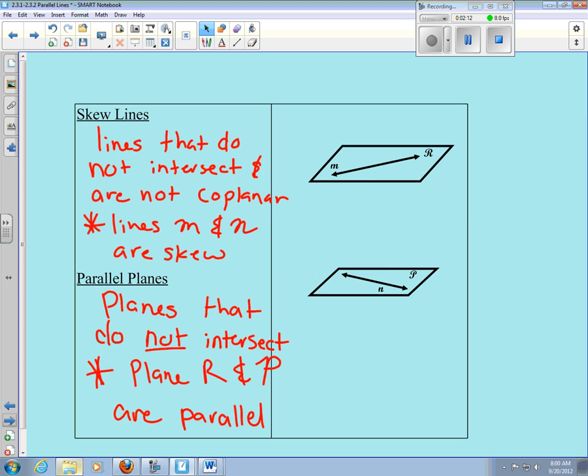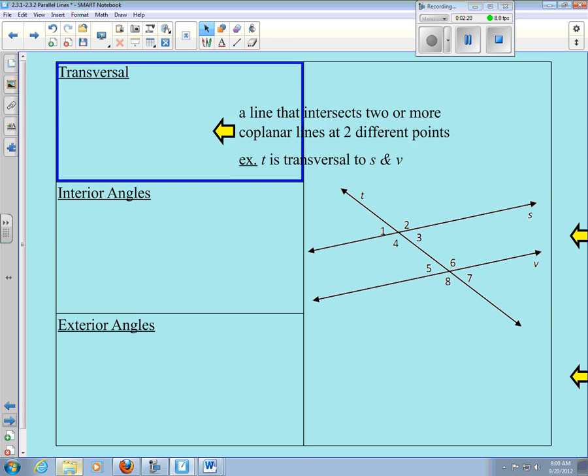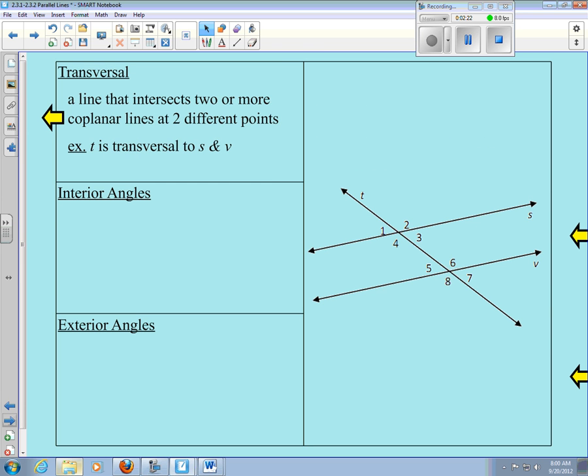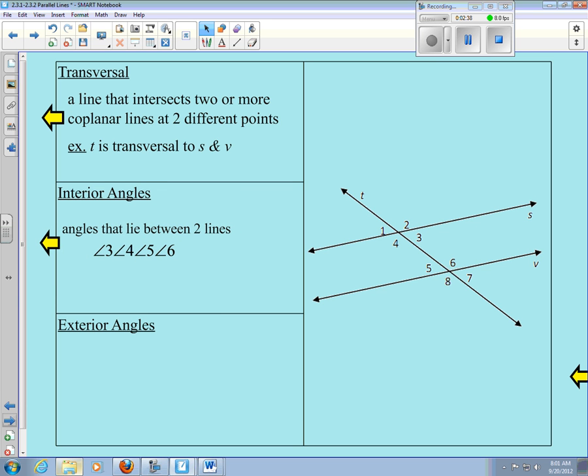All right, moving on. Our next few definitions are all going to relate to the same picture on the right side. So first thing we're going to talk about is a transversal. A transversal is a line that intersects two or more coplanar lines at two different points. So if we look at our picture to the right, T is transversal to S and V because it cuts through two coplanar lines.